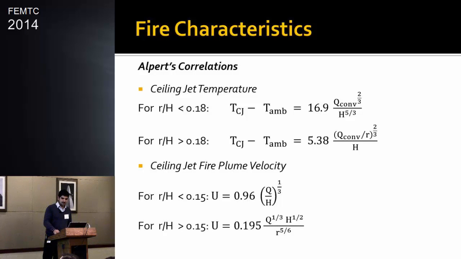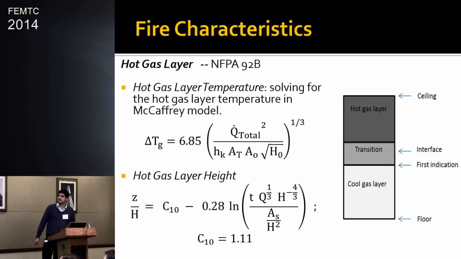Okay, so for the fire characteristics, we have the ceiling jet temperature and the fire plume velocity, as in Alpert's correlations. For the hot gas layer, you can use the McAfee model and solve for the hot gas layer temperature by removing the room temperature from the difference in the equation here. The hot gas layer height is also related to the critical time.